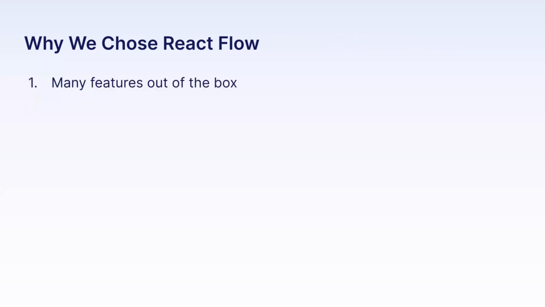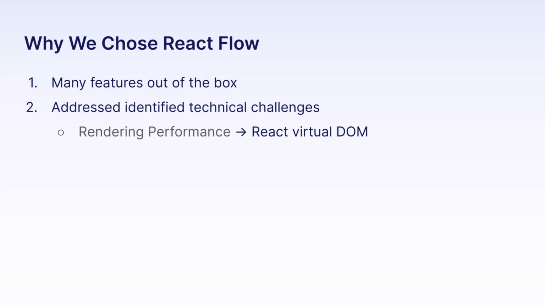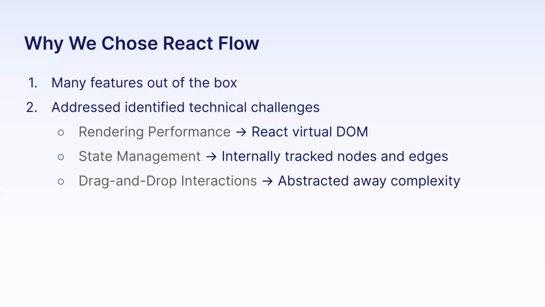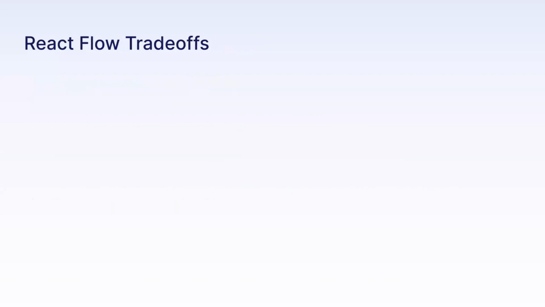First, React Flow came with many of the features we needed out of the box, like dragging nodes, adding and removing edges, and zooming and panning. Second, React Flow addressed the previously mentioned technical challenges associated with building a node-based UI from scratch. It optimized rendering performance by leveraging React's virtual DOM, internally tracked the nodes and edges state, and abstracted away the complexities of tracking mouse events and positioning. Lastly, using React Flow would allow us to focus on implementing the unique and valuable aspects of our application rather than spending time on the mechanics of a node-based UI.